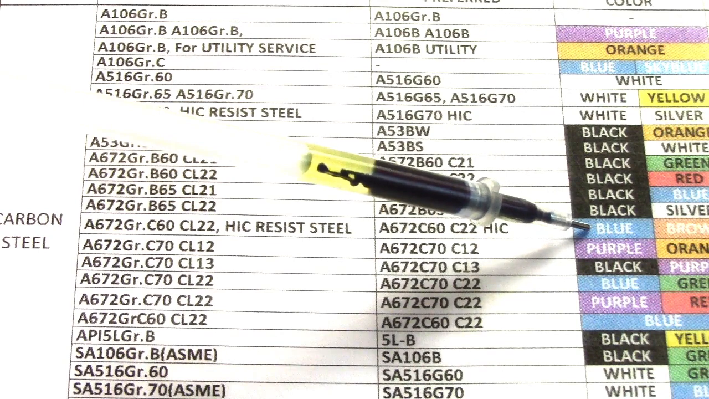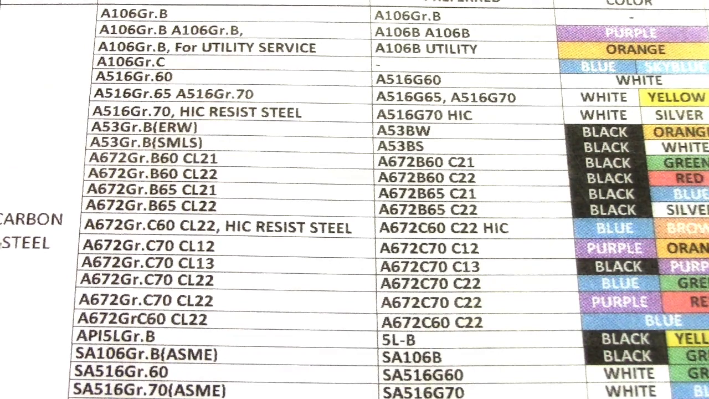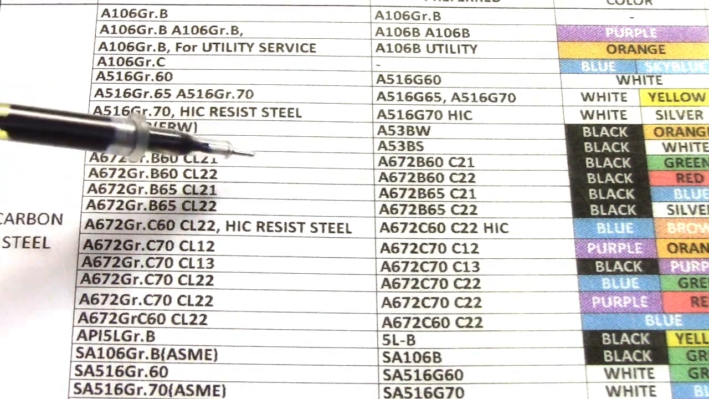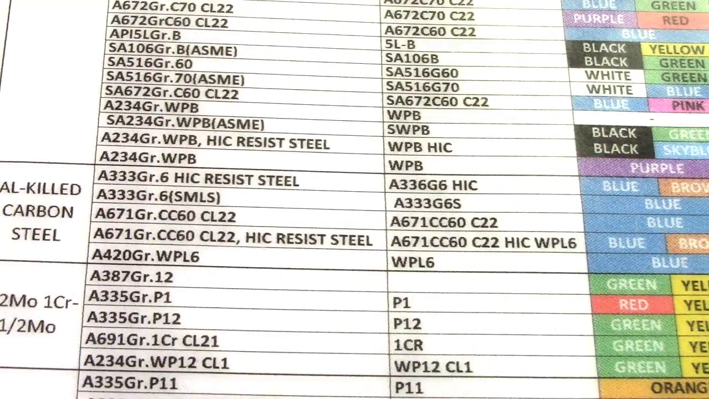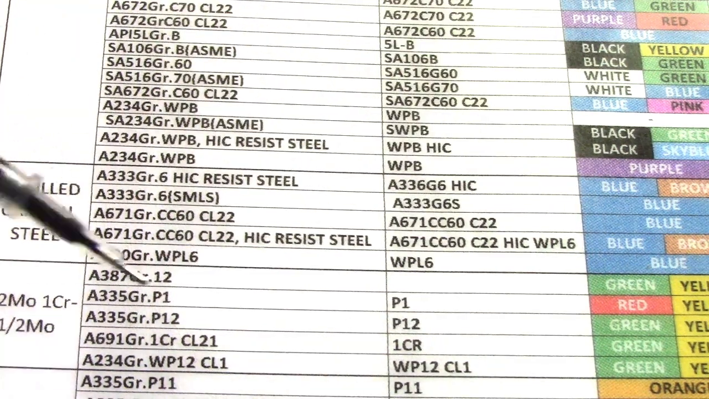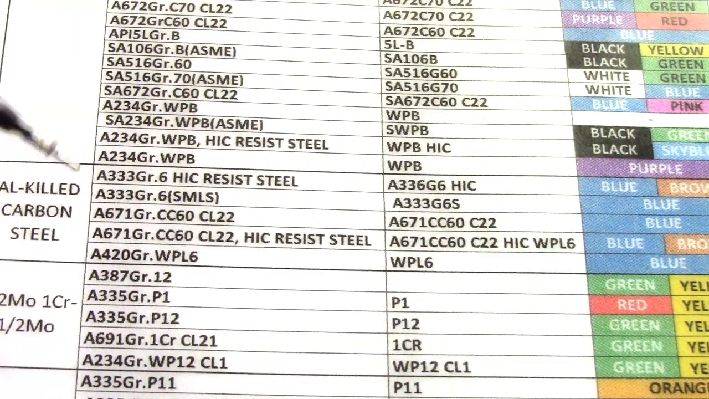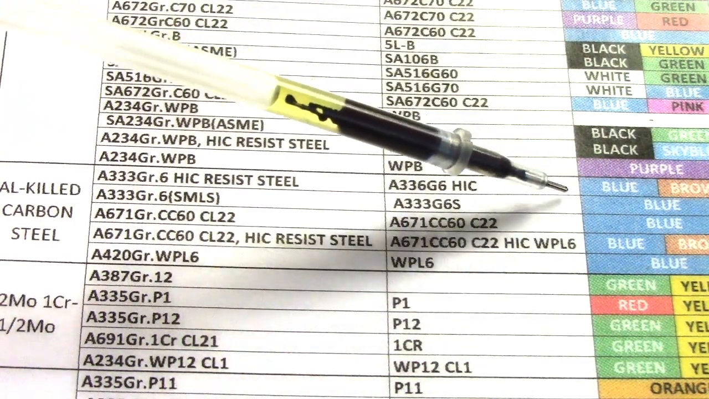Okay, so this is for the ASME. So this is how to read the color coding for these materials and ASME specification. Next is color coding for the alloyed carbon steel, and this is the color coding for this specification of alloyed carbon steel. So all blue, right?